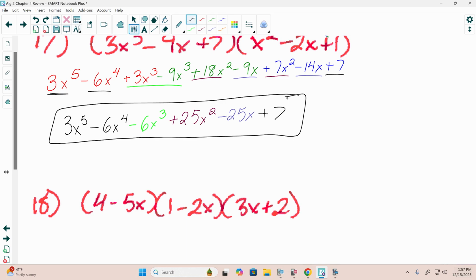Questions? Questions on multiplication? There aren't any like 18 and 19 on the test where we're having to multiply 3 things together. Not that it's not useful, it's just time consuming.